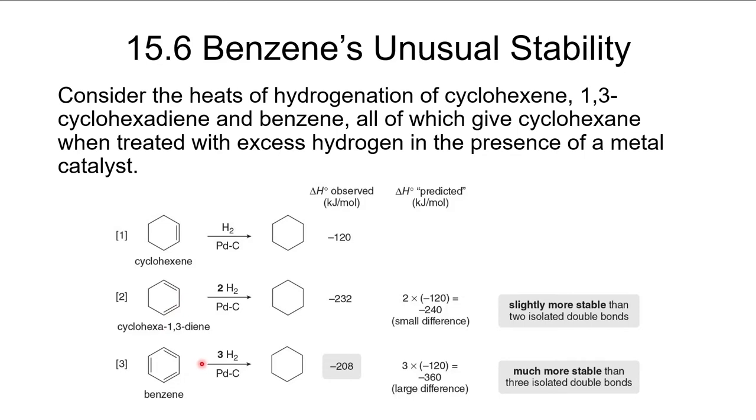Benzene is a whole different story. If we hydrogenate benzene, which we can do, it is exothermic, negative 208 kilojoules. Well, if we hydrogenated three isolated carbon-carbon pi bonds, we would expect it to be negative 360 kilojoules, but this one's only negative 208 kilojoules. That means that benzene has a lot of extra stability compared to other conjugated alkenes, and definitely compared to just an isolated alkene.